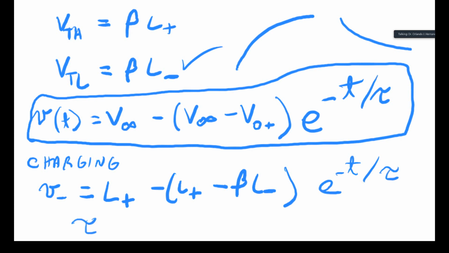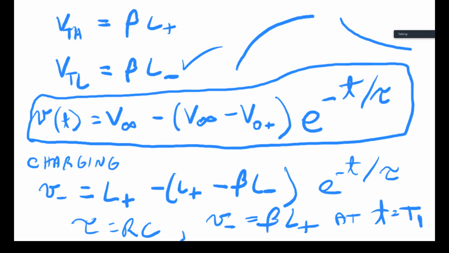Now, of course, tau is just RC. And the voltage small v minus is your input voltage into the bistable loop, which is the output of the RC network. So that's going to give you the voltage when you start switching again. And that's going to happen at some time t, which we're going to call t1. So that's going to give you one phase of the output of the bistable loop.